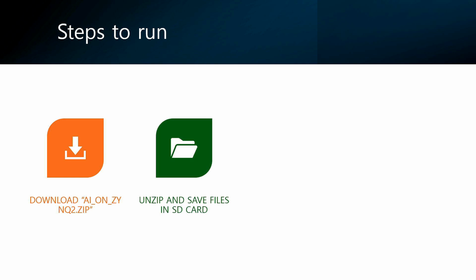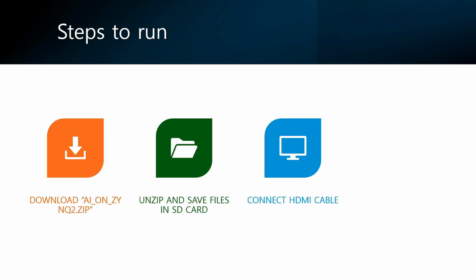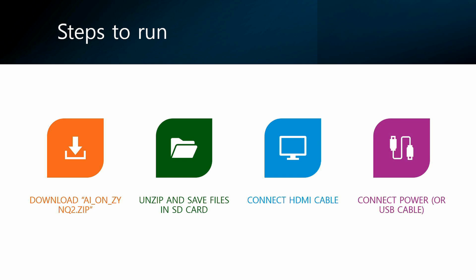Here's a simple way to run it. First, download the installation file. Second, unzip it and save it to an SD card and insert it into the card. Third, connect the HDMI cable between the laptop and the secondary monitor. Fourth, connect the power. That's it.